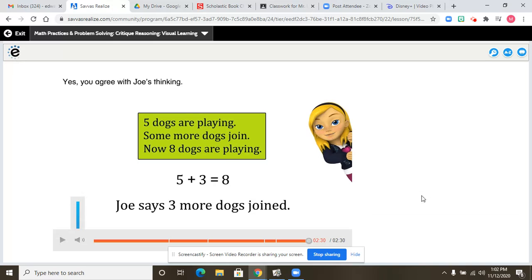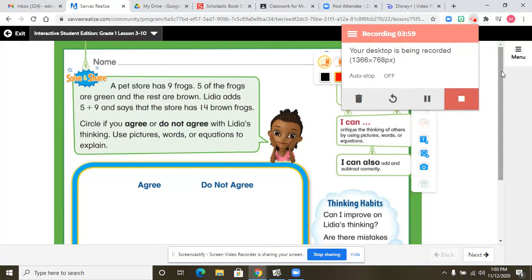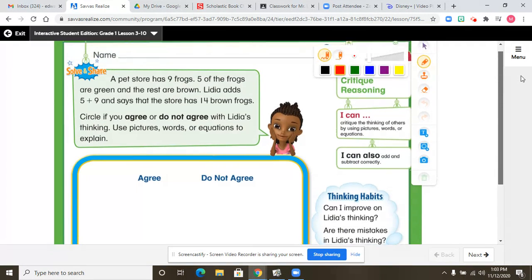Okay, so this is what we're going to be doing today in lesson 3-10. Now you need to get out your math book, volume 1, and you need to turn to page 209. That would be 209 in your math workbook, volume 1. And make sure you have a pencil, please. Okay, if you're on page 209, it should look like this.